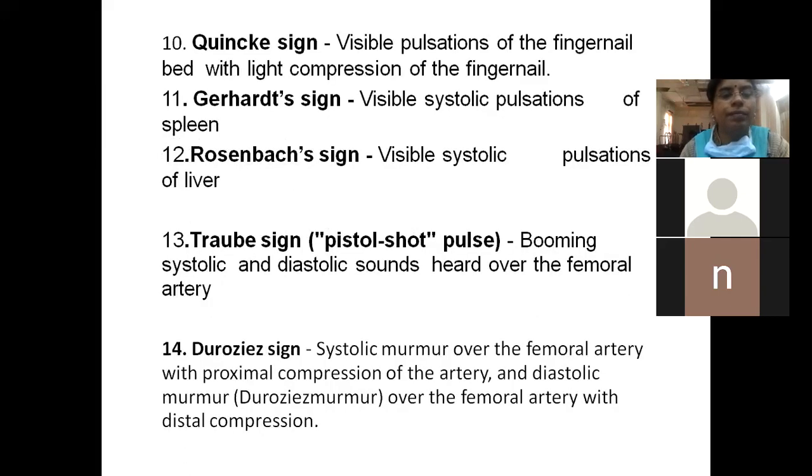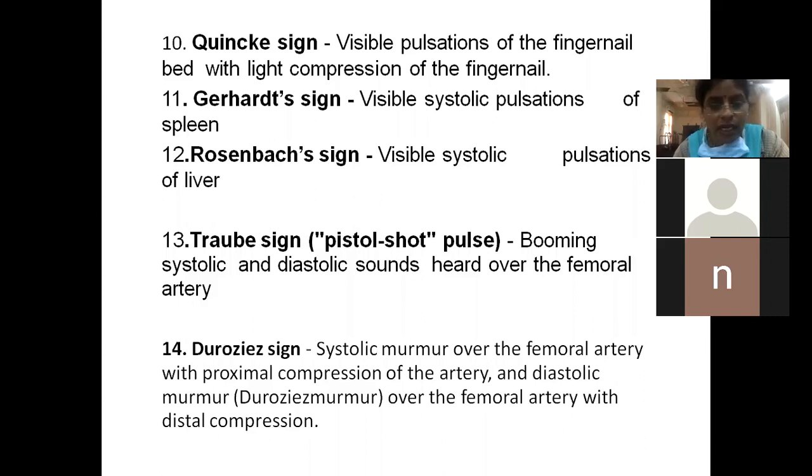Then other signs. Pinky sign: the visible pulsations of the fingernails, or if you compress with a glass slide over the lip, that again produces alternate blanching or pulsations that may be visible. That is called pinky sign. Mueller's sign: visible systolic pulsations of the uvula. Rosenbach's sign: visible systolic pulsations of the liver. Traube sign, that is pistol shot sign. When you feel the femorals, there is a booming sound or high volume, that is called Traube sign.